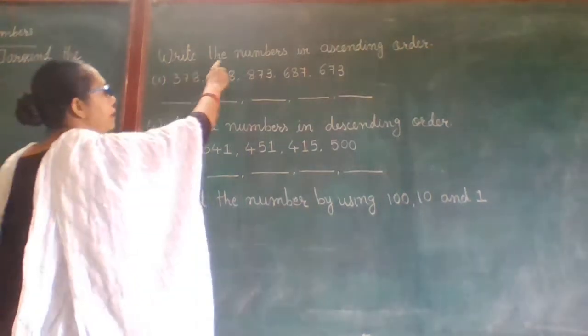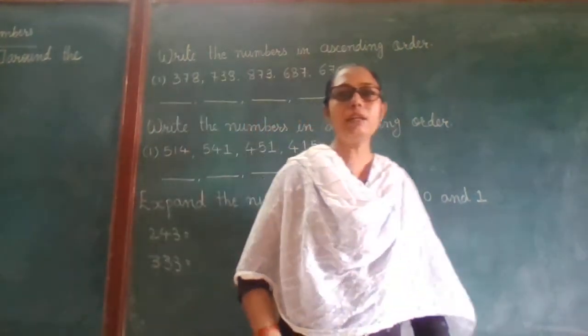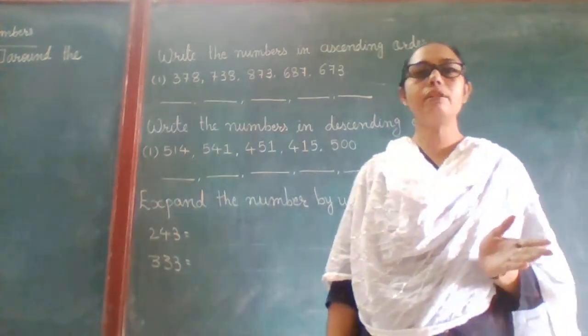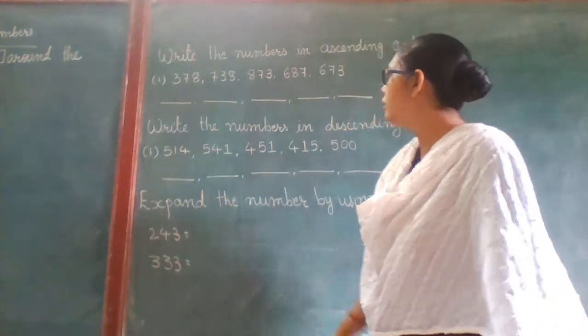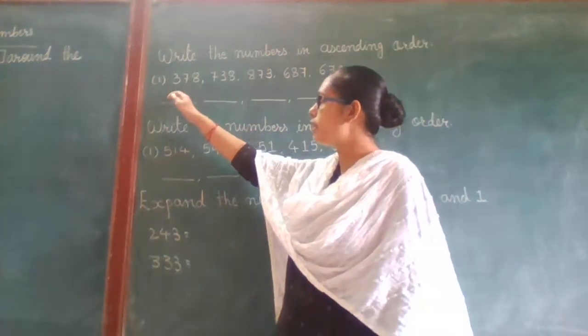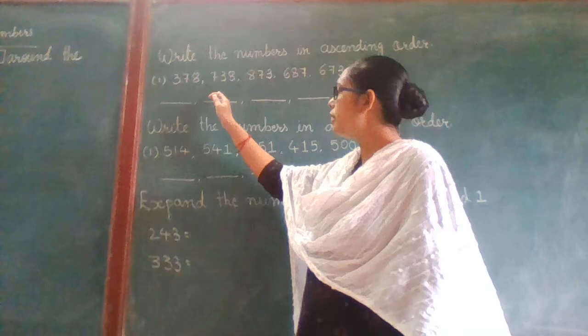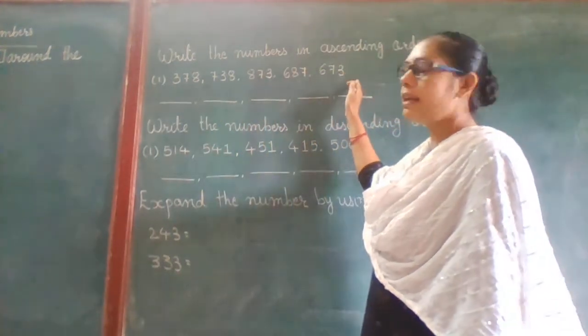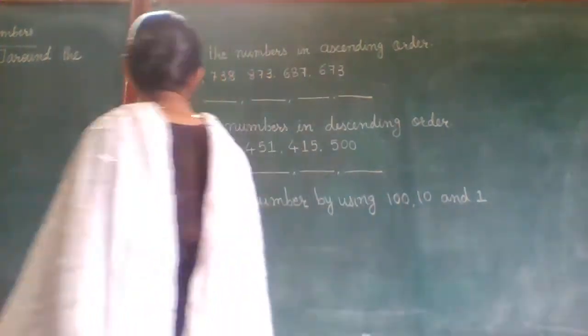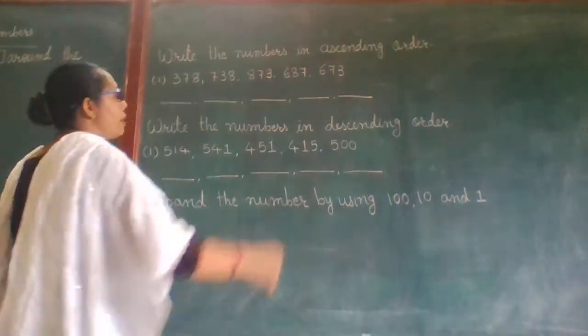Now write the numbers in ascending order. Ascending order means smaller to bigger. So here we have 5 numbers. We have to find the smallest one, then bigger than it, then bigger, then bigger, then at last we have to write the biggest one. So first of all, we find which number is the smallest one.